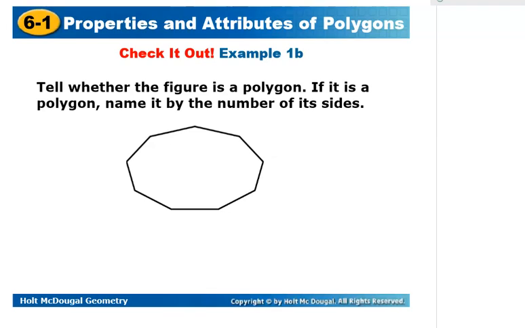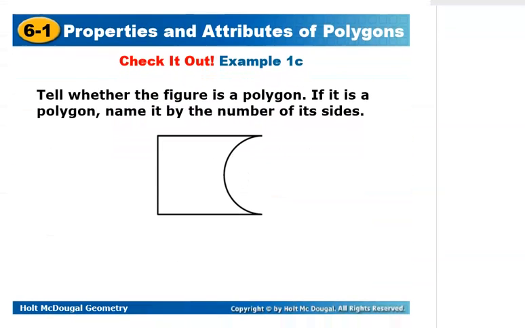Okay, what about this one? It looks closed. I don't see any curves. Okay, so yes, it's a polygon. And let's see how many sides it has. So 1, 2, 3, 4, 5, 6, 7, 8, 9 sides. 9 kind of sounds like nonagon. Nonagon. That's what a 9-sided shape is. A nonagon. Okay, what about this one? It looks enclosed. Ooh, but it has a curve right here. So this is not a polygon.